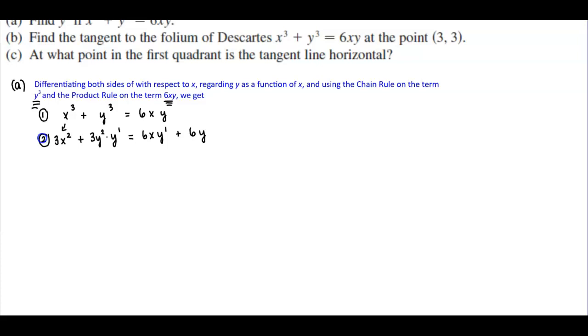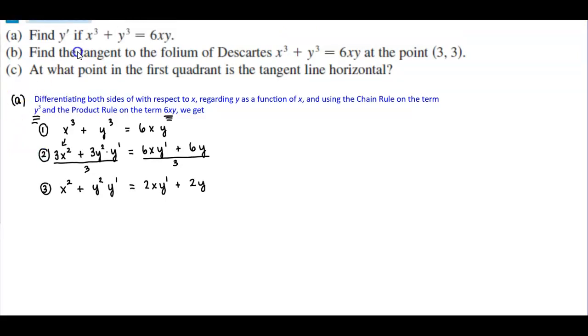Now if we want to simplify this a little bit, we can divide all these terms by 3 on both sides of the equation. So what we end up getting is x squared plus y squared times y prime, which is equal to 2x y prime plus 2y. Now again, going back to part A, our goal is to solve for y prime.